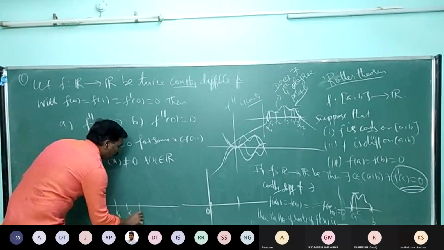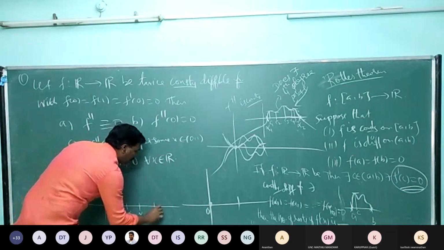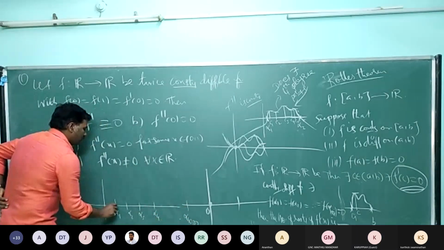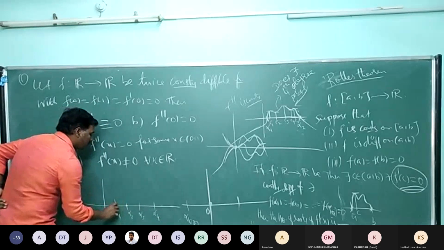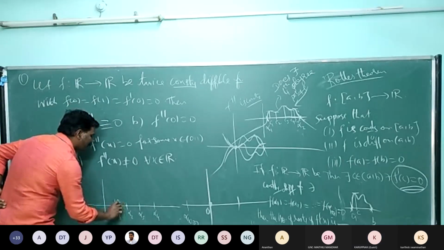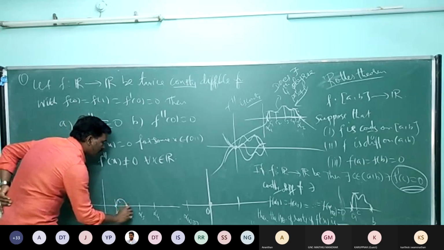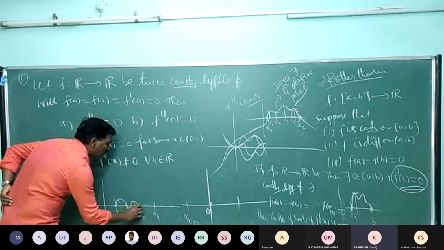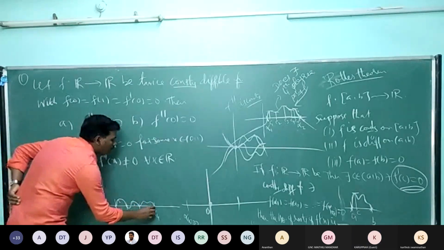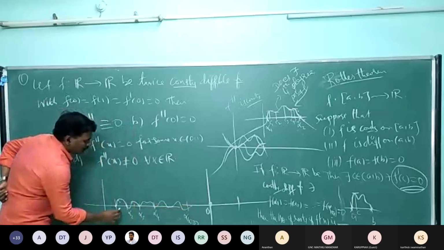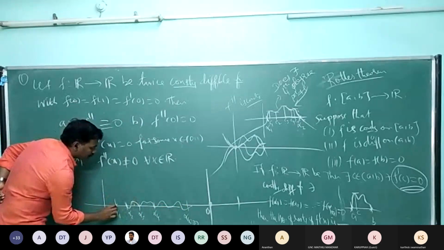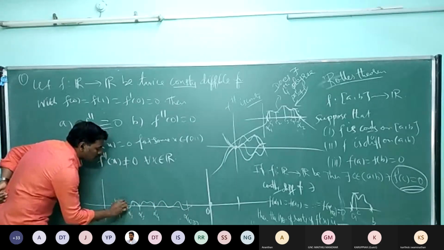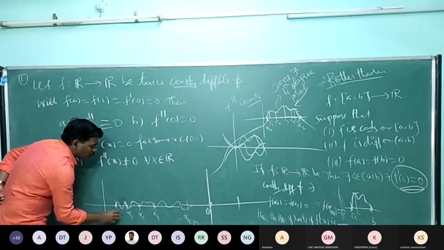Alpha 1, alpha 2, alpha 3, alpha 4, and so on, alpha 1000. So here f is vanishing, but whenever f vanishes, maybe it could be like this. If it is something in between, initially I will try to explain a smooth curve with roots alpha 1 and alpha 2.